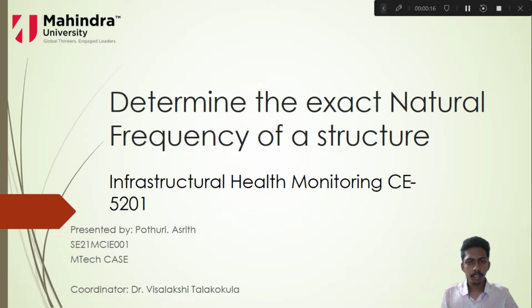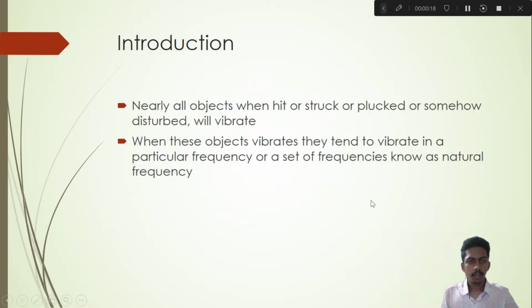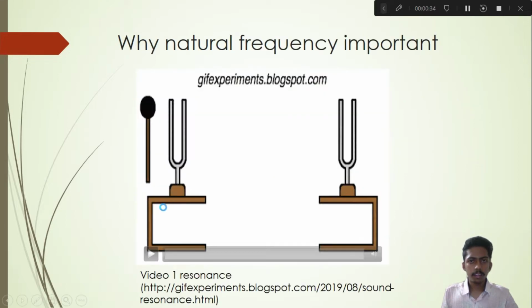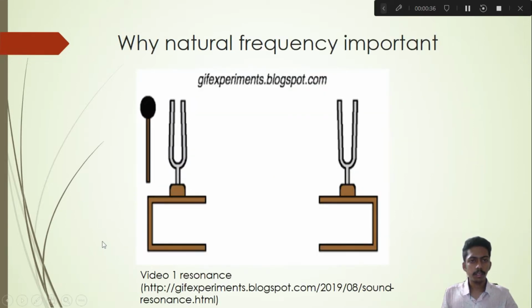As we know, all objects, when they are disturbed from their resting position, tend to vibrate, and these vibrations happen at particular frequencies. This set of frequencies is known as natural frequencies. Why natural frequencies are important is that they determine at which particular frequency the system tends to oscillate. By knowing these natural frequencies, we can prevent the system from oscillating.